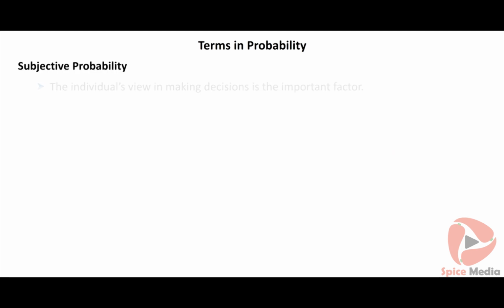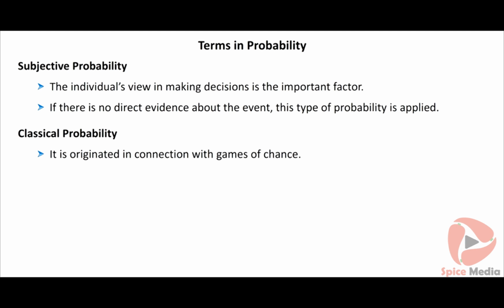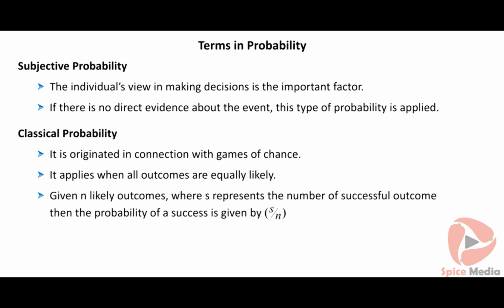Subjective probability is where the individual's view in making decisions is the important factor. If there is no direct evidence about the event, this type of probability is applied. Classical probability originated in connection with games of chance. It applies when all outcomes are equally likely. Given n equally likely outcomes, where S represents the number of successful outcomes, the probability of a success is given by S/n.